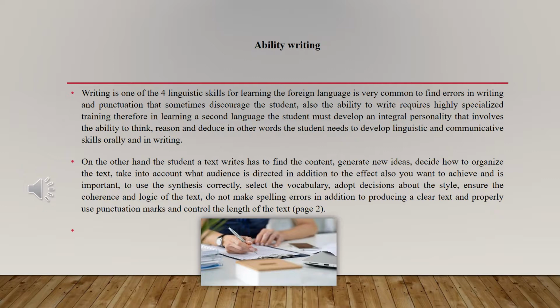On the other hand, the student and text writer have to find the content and generate new ideas, decide how to organize the tasks, and take into account what the audience will read. In addition, it is important to use sentences correctly, select vocabulary, adopt decisions about the style, and so on, the coherence and logic of the text, avoid spelling errors, produce a clear text, properly use punctuation marks, and control the length of the text.